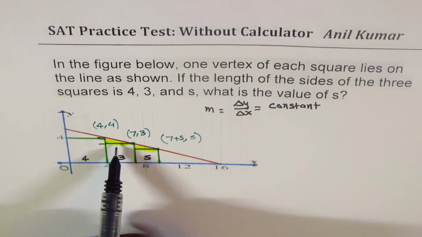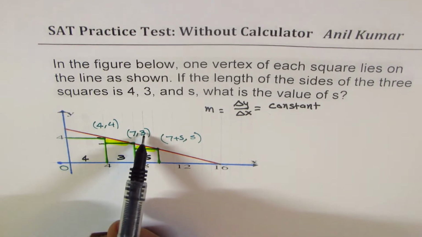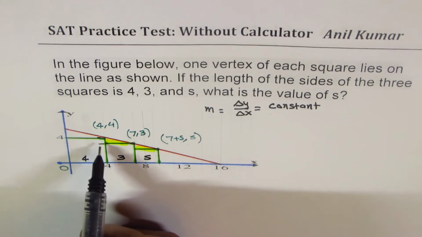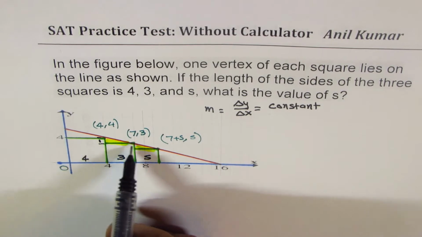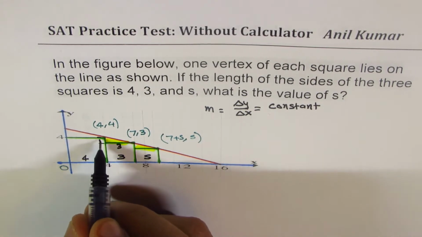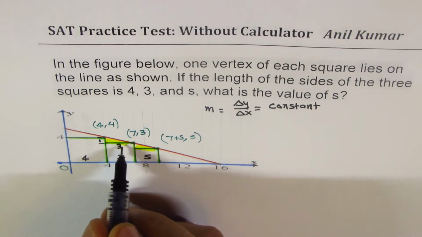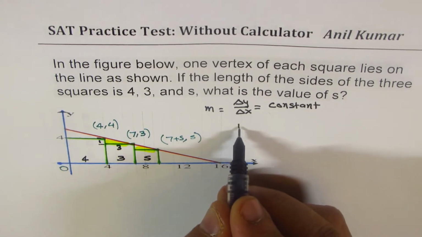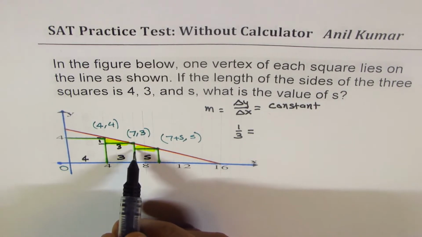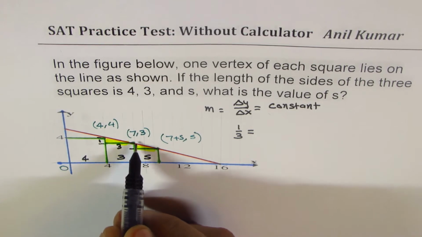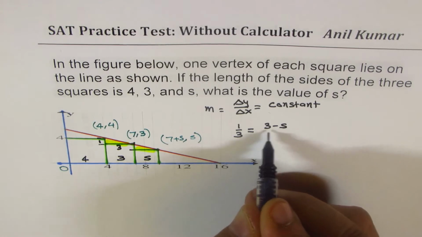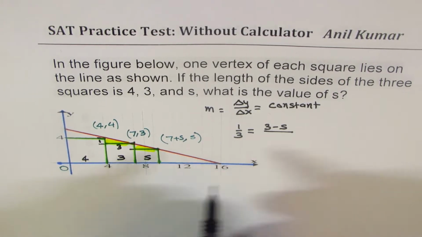So for the first square, it is 4 minus 3, right? Y values 4 minus 3. So it is 1 unit, correct? And this run is the same as 3. Do you see that? Is the same as 3. So 1 over 3 is my rise over run, 4 minus 3. So we could write this as 1 over 3 is equal to, how about the next triangle? Here the height is 3 and this one is s. So it is 3 minus s divided by this length, which is s.